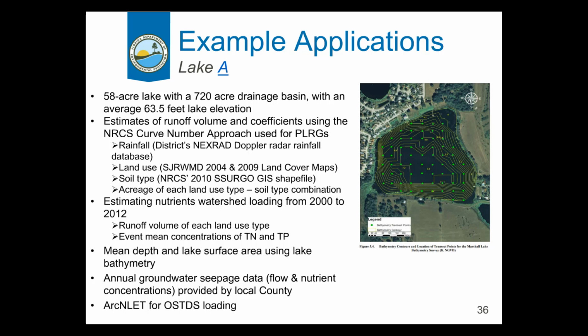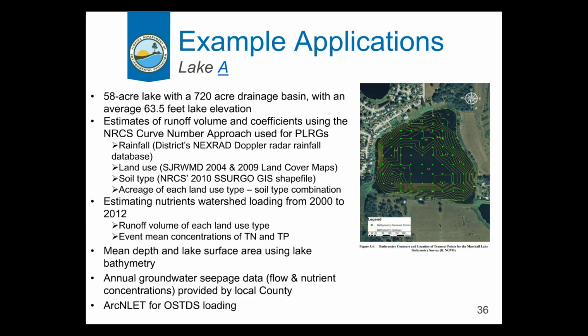We also were able to estimate the runoff volume and coefficients using the curve number approach, and that was used in our pollutant load reduction goals, or PLRGs, which is part of our sister agency water management districts that create those models for us. We included rainfall, for which we used our local district's NEXRAD Doppler radar as an input. We also used our local land use maps, as well as some soil types. So again, a lot of GIS-based data going in.